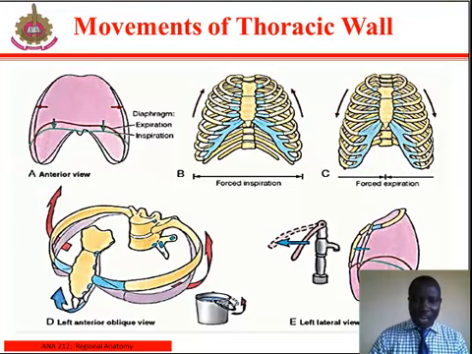Movement of the thoracic wall. Movement of the thoracic wall and diaphragm during respiration increases the intrathoracic volume and diameters of the thorax. Consequently, pressure changes result in air being drawn into the lungs, that is inspiration, through the nose, the mouth, larynx, and the trachea.